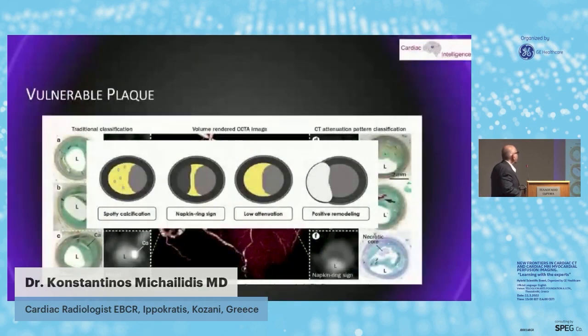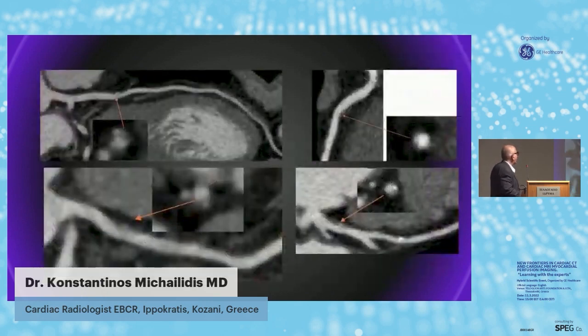And here in this diagram, the spotty calcifications, we have to say, are calcifications that are less than 3 millimeters in maximum diameter. Then you have this typical appearance, the napkin ring sign, which, I don't like this term, however, we have to use it. And the low attenuation plaques, and the positive remodeling if the remodeling index is more than 1.1. So here I will show you some relative plaques of different types.